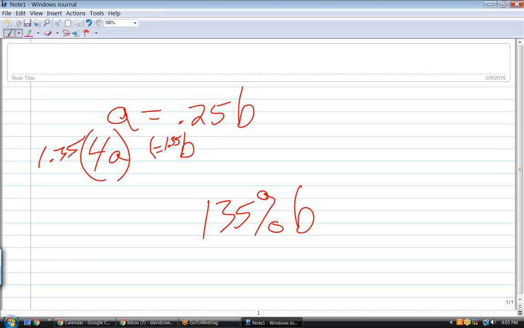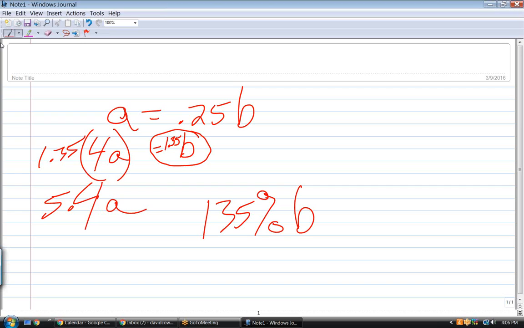So 135% of B is that. And they want to know what percentage is it of A? So 135% of B is 4 times that, 5.2A. 135% of B is equal to 520% of A. Hold it. That'd be 5.4. Yeah, I just realized I had done my math wrong.